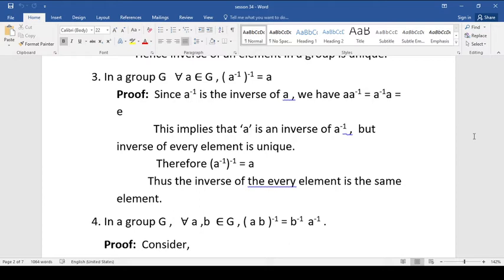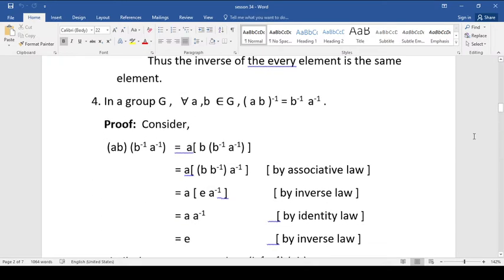This implies that A is an inverse of A inverse, but we know that inverse of every element is unique. So therefore we can write inverse of A inverse is equal to A. Thus the inverse of the inverse of every element is the same element. That means if you are going to operate the inverse twice on the element, then we get the same element.